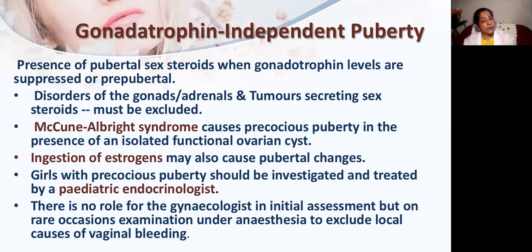Girls with precocious puberty should be investigated and always treated by a pediatric endocrinologist. There is no role for a gynecologist in the initial assessment, but on rare occasions, when examination under anesthesia is required to exclude local causes of bleeding, a gynecologist can be summoned.